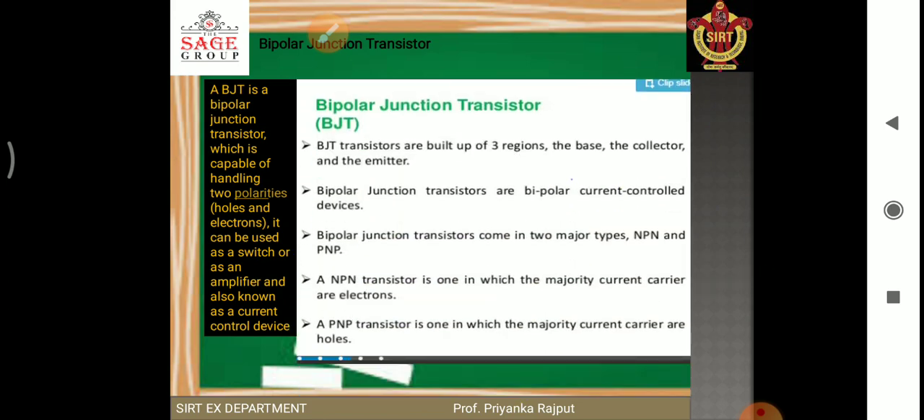The BJT is built up of three parts: the base, the collector and the emitter. Junction transistors are bipolar current controlling devices. The bipolar junction transistor comes in two major types, NPN and PNP. An NPN transistor is one in which the majority current carriers are electrons, and a PNP transistor is one in which the majority current carriers are holes.